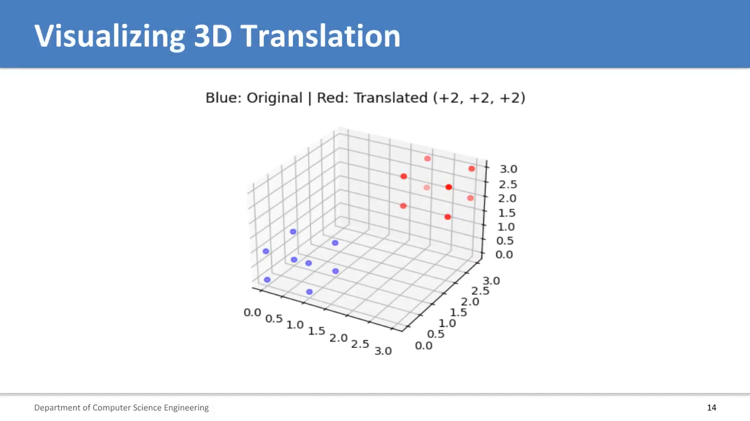This diagram visually represents the translation process. The object starts at its original position and moves to a new position based on the translation vector. The shape and size remain unchanged, only the location changes.